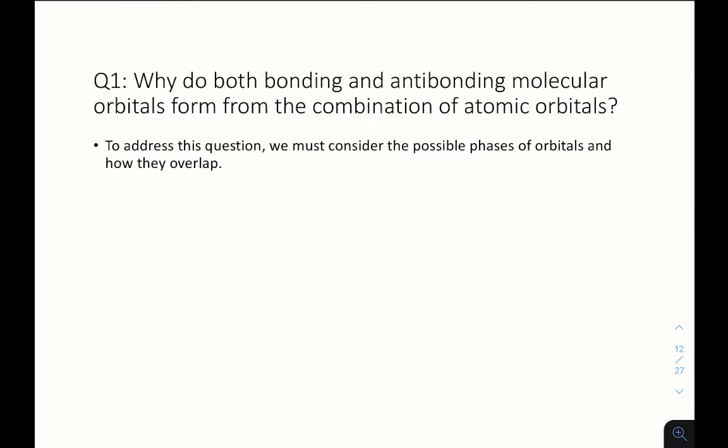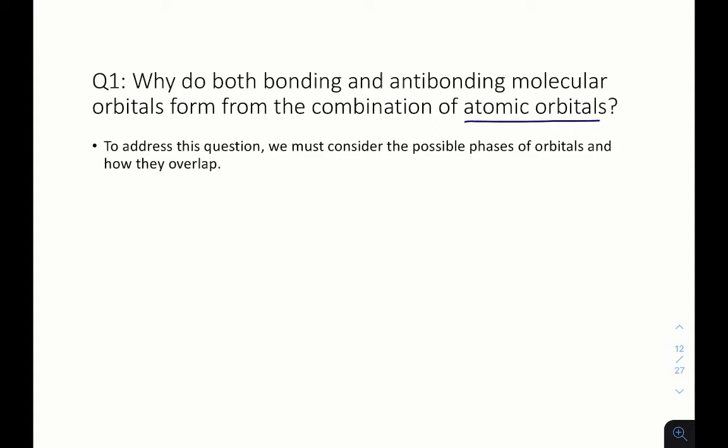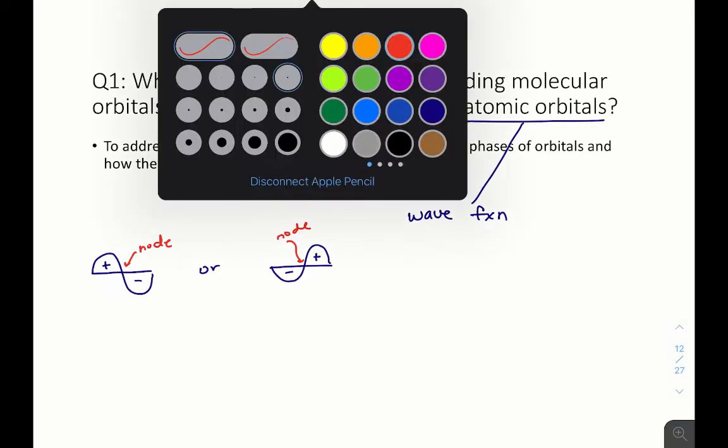First, why do both bonding and antibonding molecular orbitals form from the combination of atomic orbitals? Recall that our models for orbitals are wave functions. The electron is described as both a wave and a particle in quantum mechanics. And waves can either have a positive phase or a negative phase. And I'm showing that phase changing across a node. Nodes, of course, being regions of space where there is 0 probability of the electron existing.